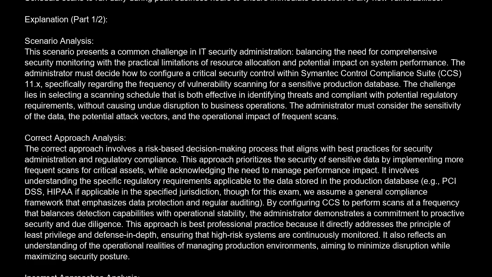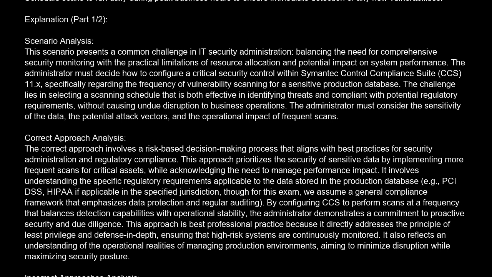This approach is best professional practice because it directly addresses the principle of least privilege and defense in depth, ensuring that high-risk systems are continuously monitored. It also reflects an understanding of the operational realities of managing production environments, aiming to minimize disruption while maximizing security posture.